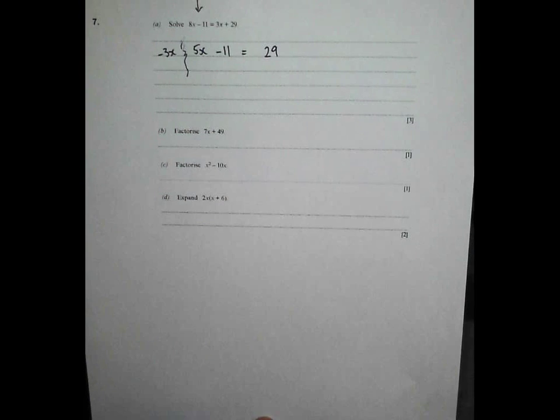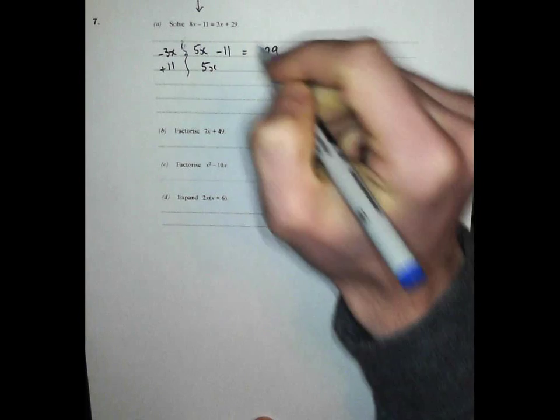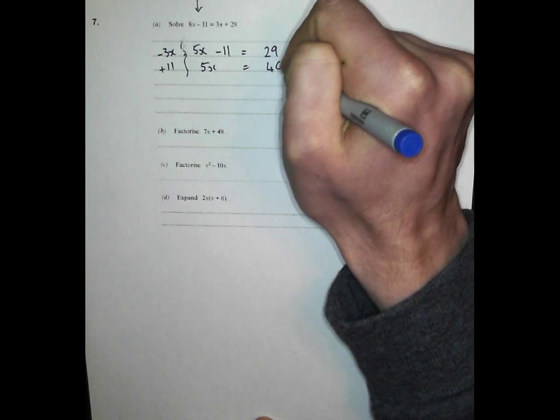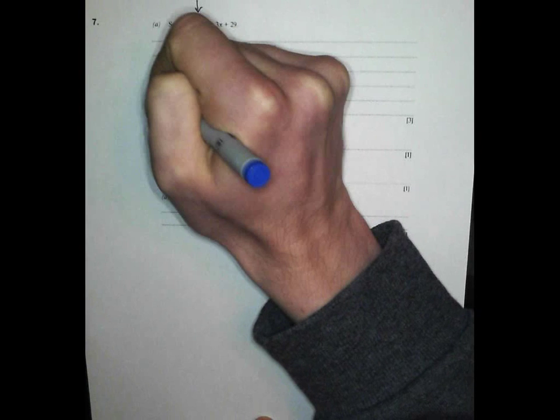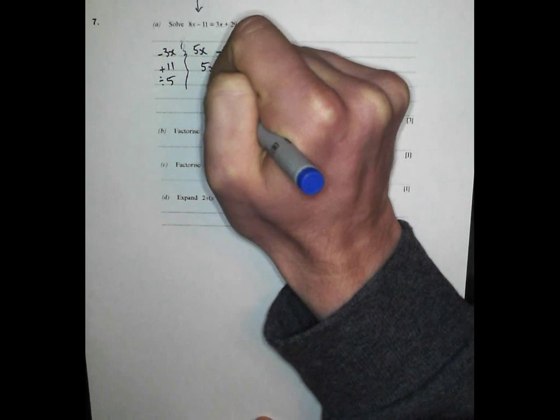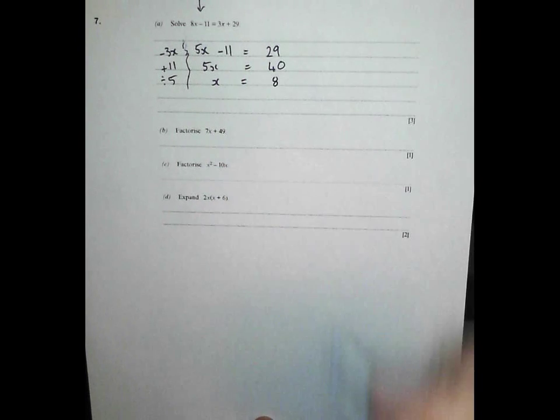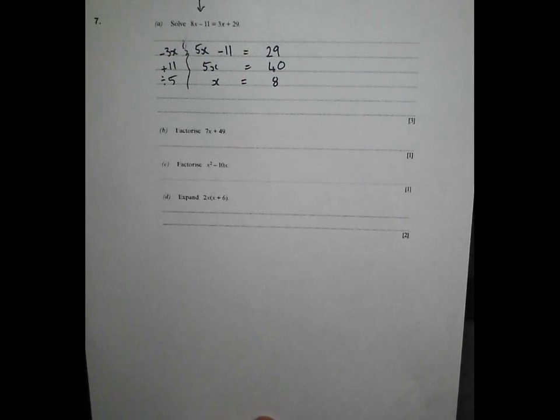Now I don't want that minus 11, so I'm going to do the inverse. I'm going to add 11 to both sides. So I end up with 5x still. That minus 11 is gone, but when I add 11 to this side, I get 40. And finally, I'm going to divide through by 5, so I'm going to end up with x is equal to 40 divided by 5, which I think is 8. And that's going to get me 3 very nice marks.